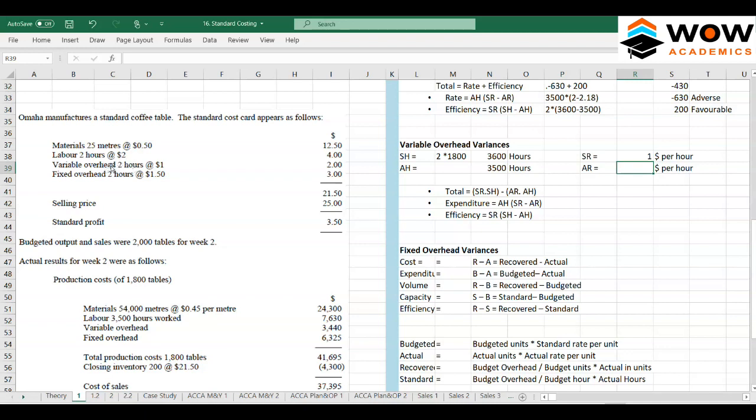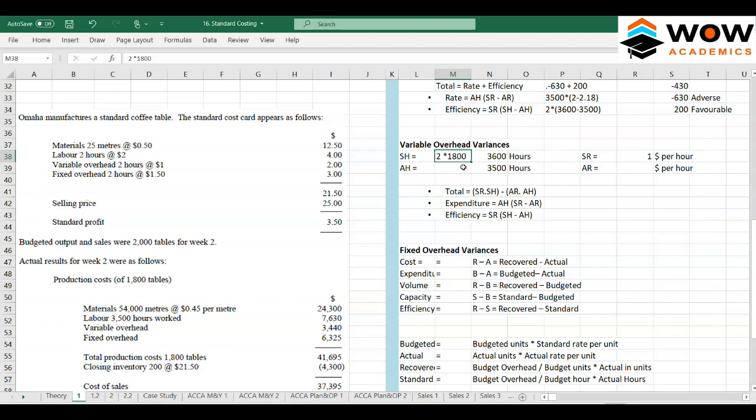Sometimes they will never give this 2 hours at all. If they don't give it, the assumption is that whatever the standard labor hour is, the same is applicable for the variable overhead hours. In some questions the number changes, and in that case you have to compute. Then you have to assume it's 1 hour, 1 variable hour, so you put 1 into 1800.